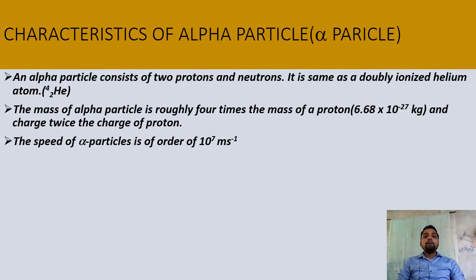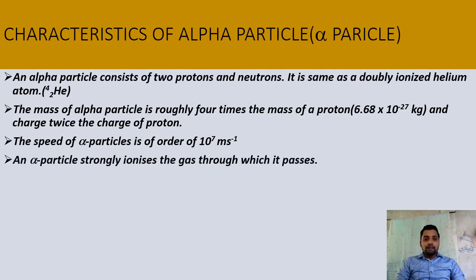Third, the speed of an alpha particle is on the order of 10^7 meters per second. That means its speed is less compared to other radiation, because it is a heavy particle. Alpha particle strongly ionizes the gas through which it passes. Ionization means the process when a neutral substance changes to an ion. Because the alpha particle is a doubly charged positive ion, it can easily change a neutral gaseous atom into an ion. So its ionizing power is very high.